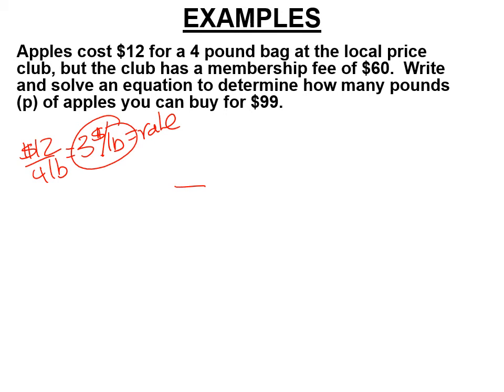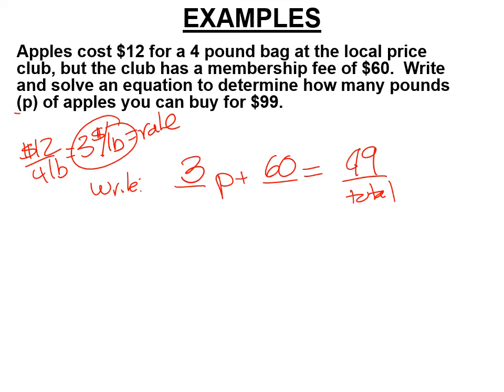Remember how these go. To write this equation, it's blank times, we're using P for pounds of apples, plus blank equals blank, okay? And total goes on the last one. The total here is $99. We have to pay a $60 membership fee this time. And now the rate is what goes in front of the letter, and it's 3, right? It's $3 per pound. You can't put the 12 there, that's not a rate. Neither is the 4. It's $12 for a 4-pound bag, right? The easy ones, you'll be given this number, the 3. In the harder ones like this, you have to figure out the number.